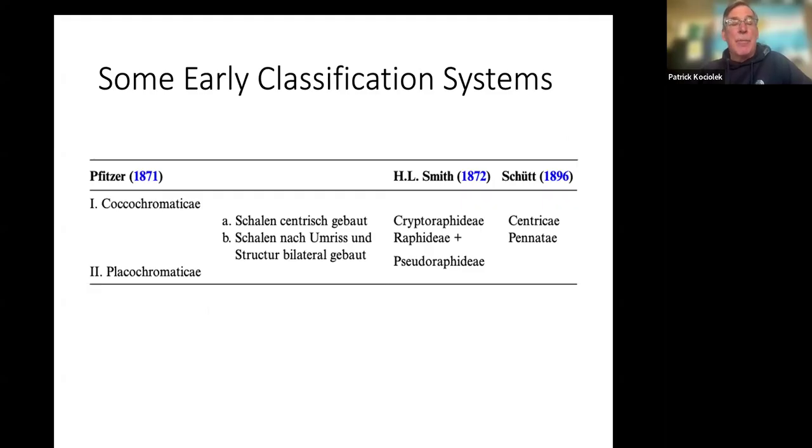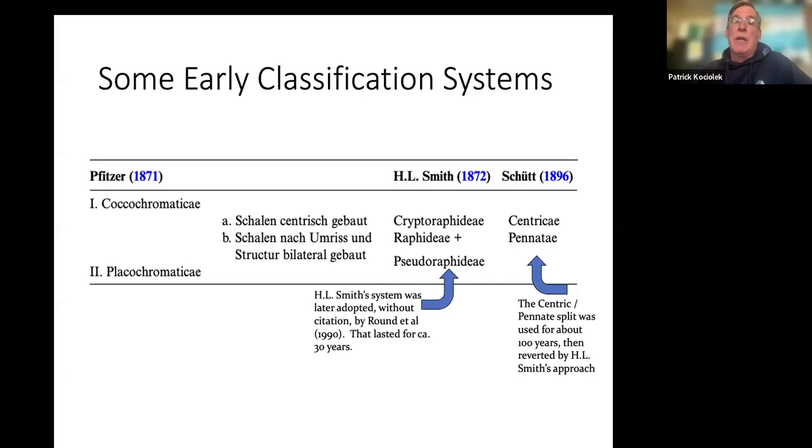Pfitzer had this classification system based on chloroplast size and number. H.L. Smith came up with a three group system that may more or less translate into centrics, non-radial centrics and araphids, and then raphids. And then Schütt came up with this idea of centrics and pennates. And of course, that centric pennate split was a system that existed for a long time. It integrated valve morphology, chloroplast number, type of sexual reproduction, integrated a number of aspects of diatom biology that people seem to say, yeah, that seems to make a lot of sense. And that system existed for some time. The H.L. Smith system was readopted by Round et al., more or less, in their 1990 publication.